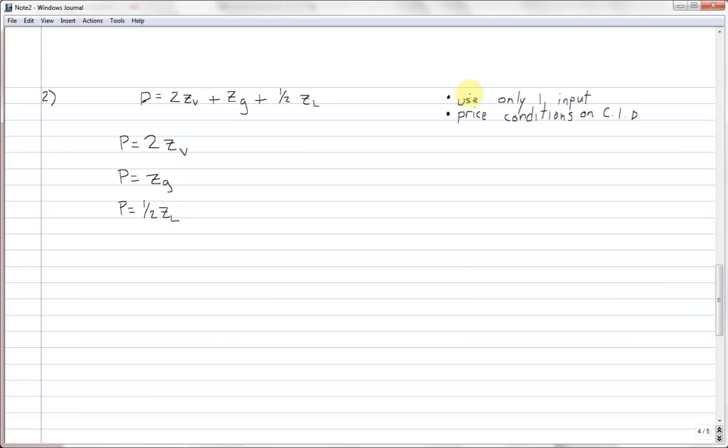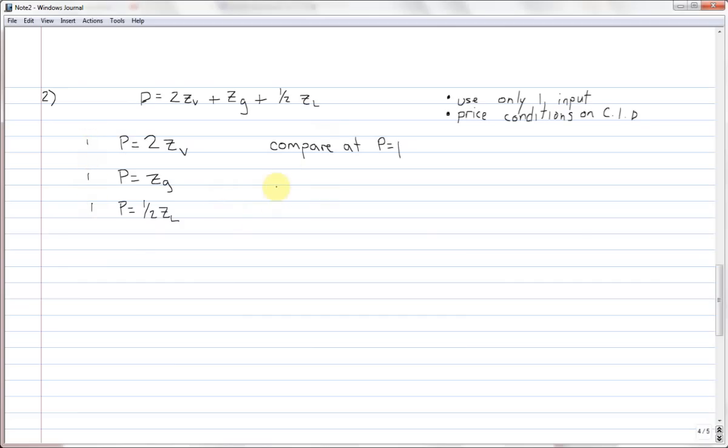Okay, I'm only using one input, right? But there's a price condition on the conditional input demand. So I'm going to use whatever input gives me the cheapest way of producing the output. Okay, so to do that, I need to look at these ratios that give me 1 unit of P to compare what the prices would have to be for me to want to switch, right? Okay, so I want to compare at p equals 1. Okay, so I'm setting p equals to 1 for each of these things.